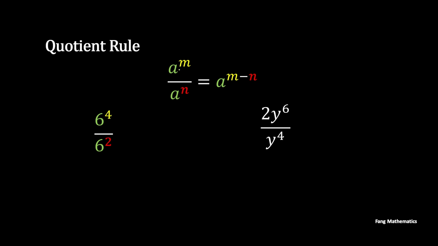Moving on, we are to look at the next rule, that is the quotient rule. It's the opposite of the product rule. If you refer to the formula on the left, you have a to the power of m divided by a to the power of n. So if you refer to the base on the numerator and the denominator, the first condition is they should be the same. So in this case, you have the same base as a, and they are being divided.